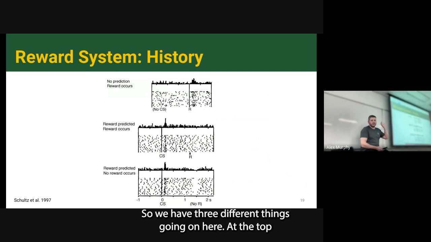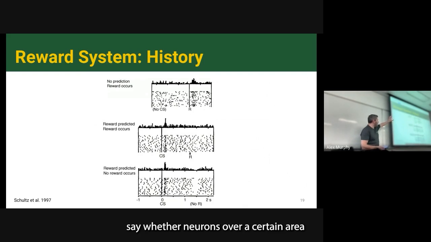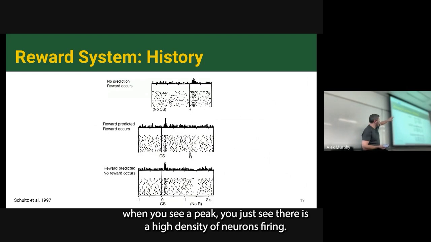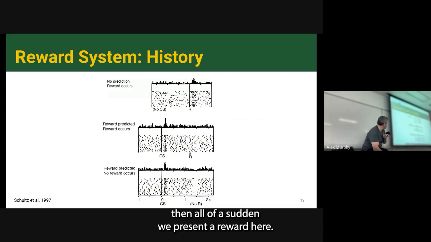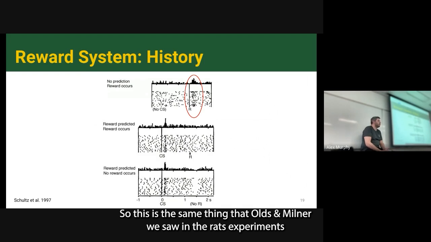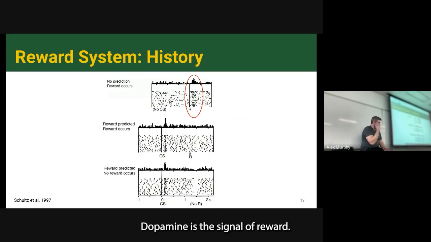So we have three different things going on here. At the top, there's no conditioned stimulus. This is a raster plot, showing whether neurons over a set area in a dopamine area are active, and at the top you have the histogram counts. When you see a peak, there's a higher density of neurons firing. So there's no conditioned stimulus. Then all of a sudden we present a reward here. And once that reward is presented, there's a shoot up in dopamine. This is the same thing that Olds and Milner saw in their rat experiments, and it led them to think, okay, we present a reward, there's a boost in dopamine. Dopamine is the signal of reward.